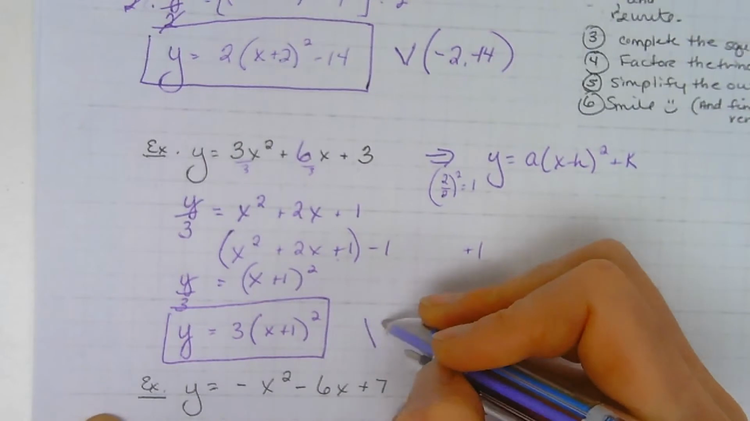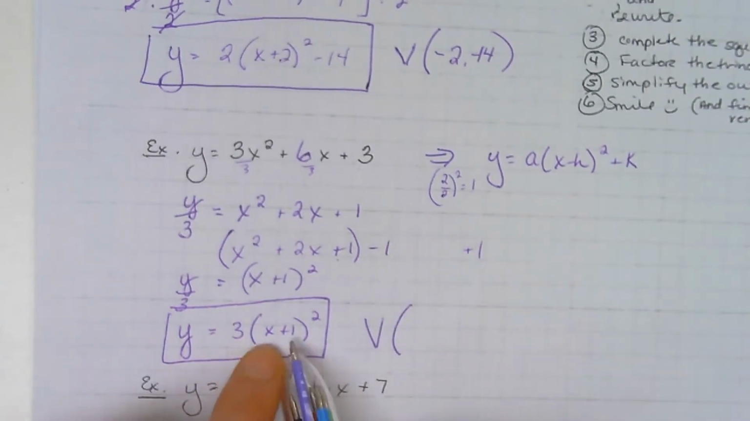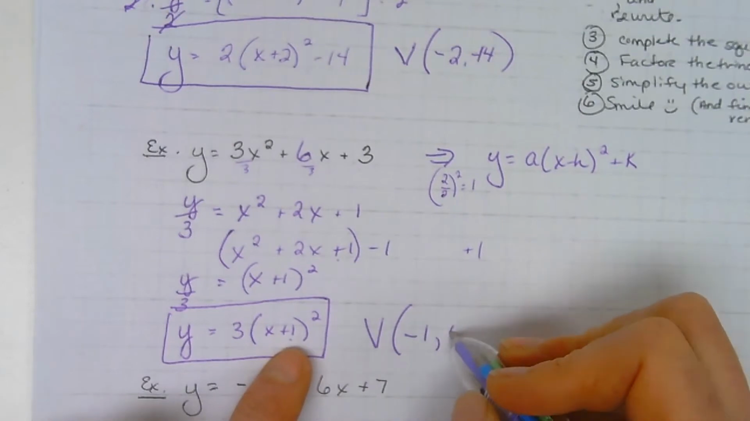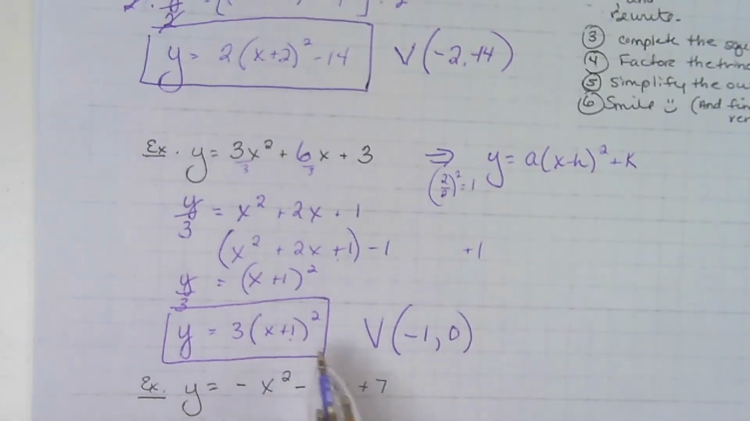What is our vertex from that? Well, inside the squared we have a plus 1, so that's minus 1 for our h. And our k on the outside is 0, so 0. This parent graph was moved to the left one, so that gives us a negative 1 for x. And it was not moved up or down, so it's at 0 for y.